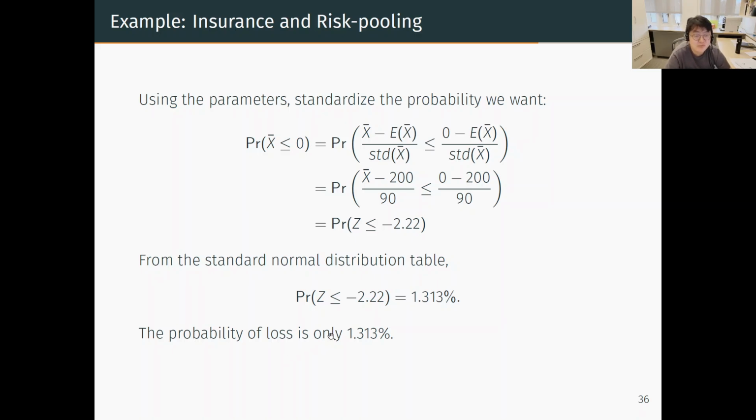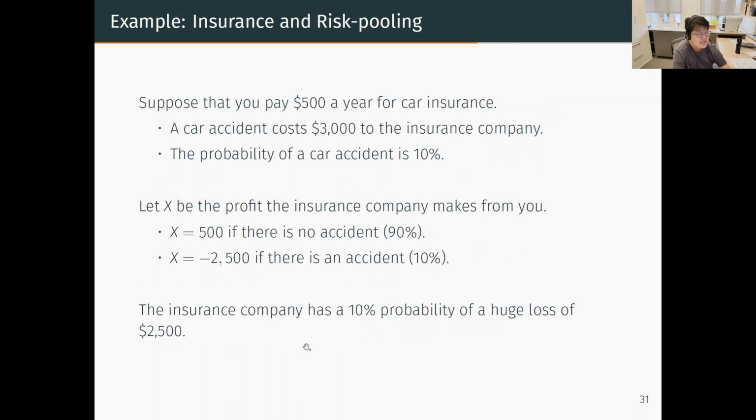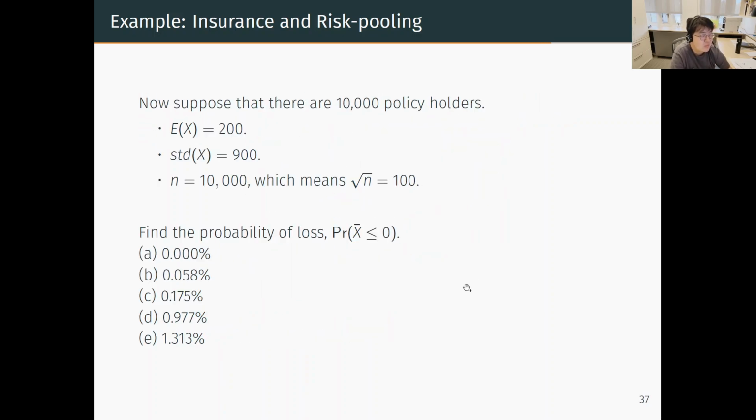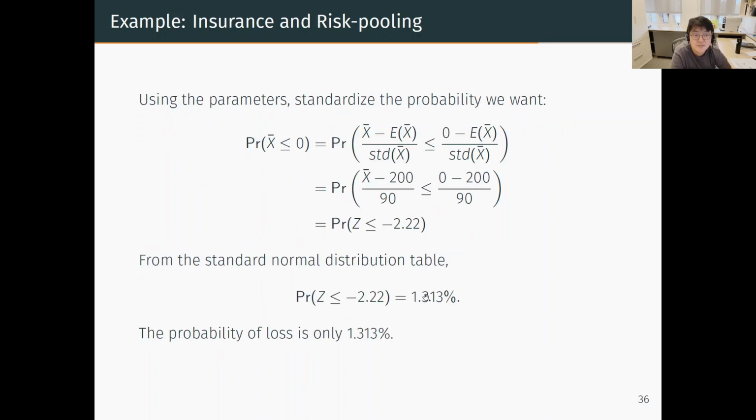It's only 1.3%. This is interesting because each person has a 10% loss probability, right? So if you have only one person, the probability of loss is 10%. But by pooling 100 people, it becomes 1.3% only. So that is risk pooling.